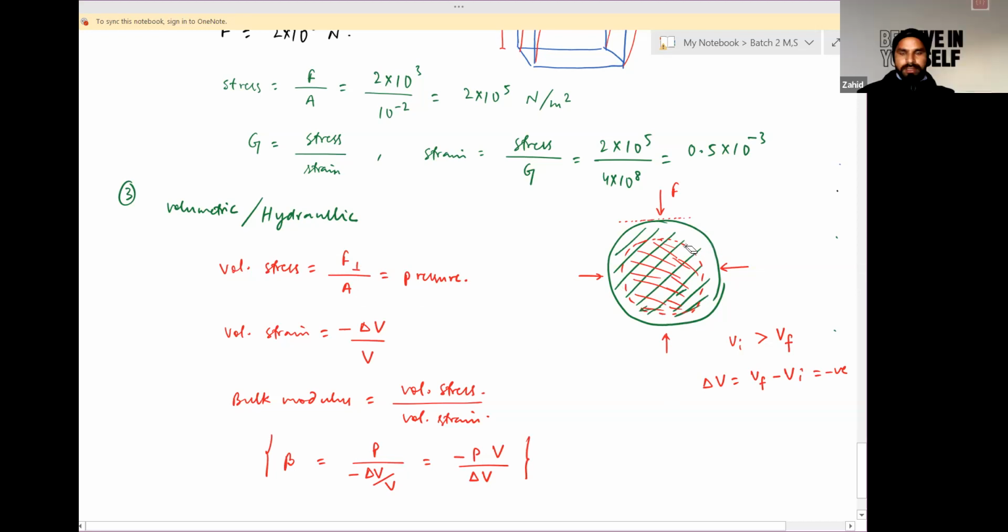Now, since in this deformation the initial volume is larger as compared to its final volume, since it is decreasing, the difference of these two terms will be negative. So volumetric strain equals minus delta V divided by V. Now on taking the ratio of these two terms, it will be volumetric stress divided by volumetric strain. Volumetric stress is pressure, volumetric strain is delta V by V. So move this V to the numerator, it will be minus P into V divided by delta V.